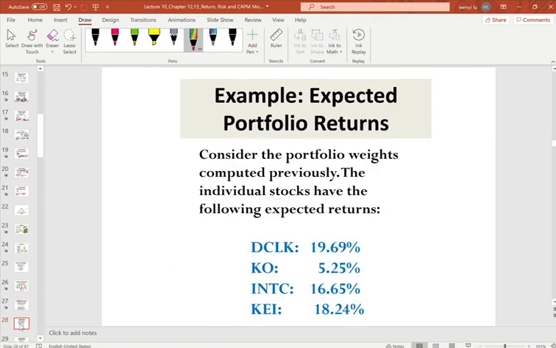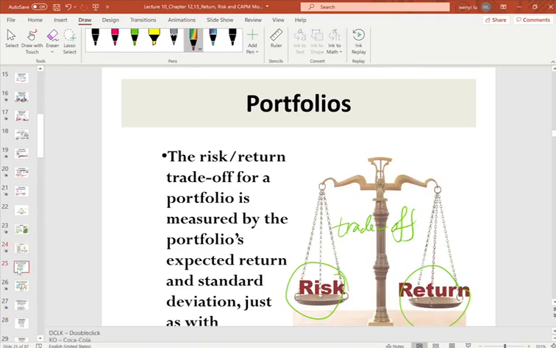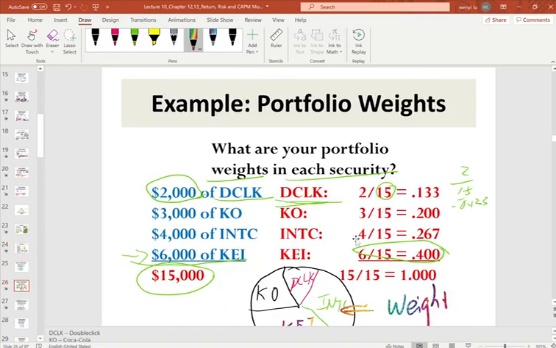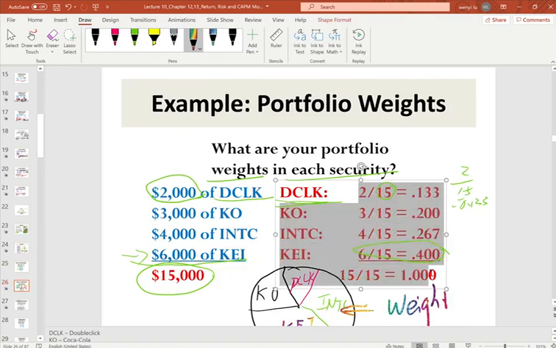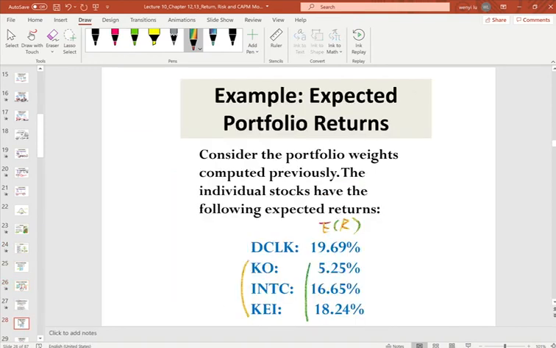Let's see the examples. For example, we get the individual return, the expected return, in these following columns: 19.69% for the DCLK. That's for the expected return. Then we also have the returns for the three stocks, based on how much we allocate. In a pie chart, we have this weight. We already solved that, so let's put this weight together into the return for this individual stock.